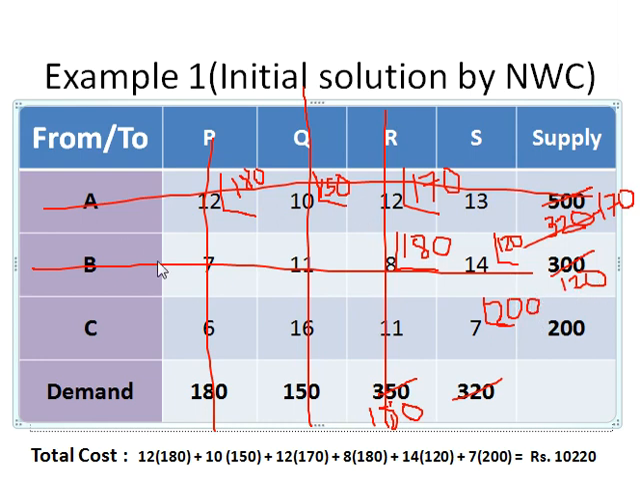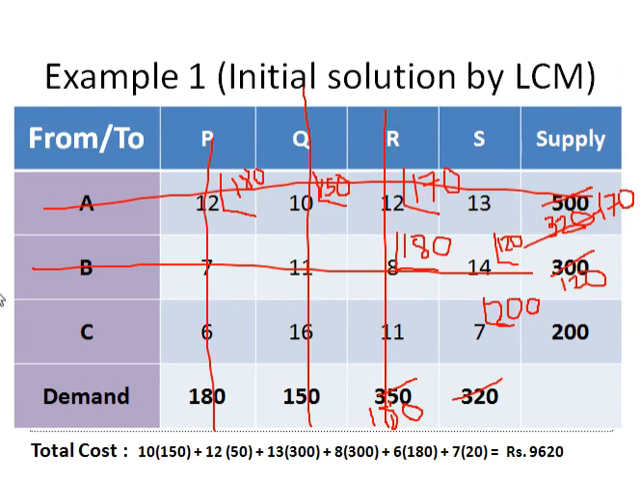Okay, now you can find the total cost like this. Total cost, as you can see here, is 12 multiplied by 180 quantity plus 10 rupees multiplied by 150 quantity. Likewise you can total the allocations here, and you will find the total transportation cost. That's it. So this is our northwest corner method, and this is the way of allocation. Now we'll see the next method, the least cost method, LCM.